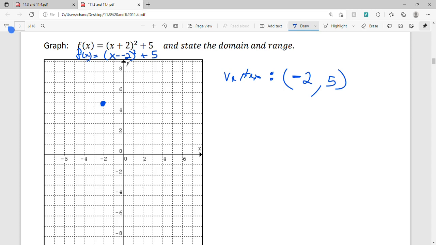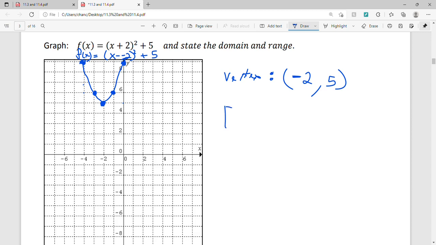And again, we'll draw the parent graph here. To the left 1, up 1. To the right 1, up 1. To the left 2 spaces, and then up 4 spaces. 1, 2, 3, 4. To the right 2 spaces from the vertex, and then up 4 spaces. Making sure it's symmetric. And that's our graph.